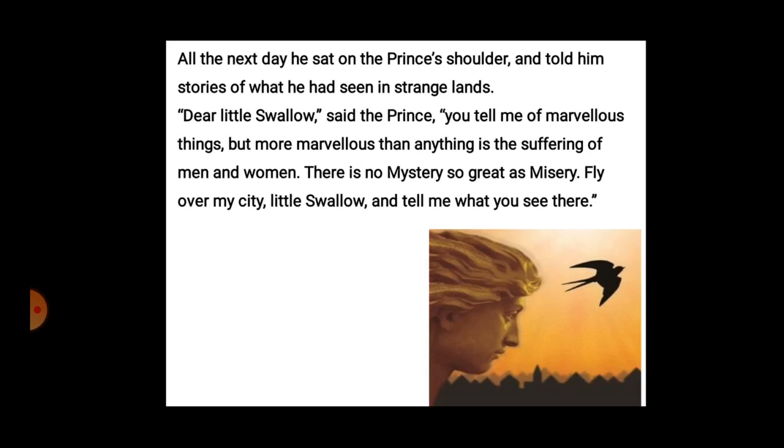Now the swallow sat on the shoulder of that prince and told him the stories of what he could see in the strange land. As the prince had gone blind, he was not able to see the misery, the pain of his people, but he wanted to help them. So the swallow was helping the prince and was telling everything that was happening in that strange town. So the prince requested the swallow, dear little swallow, you tell me the marvelous things.